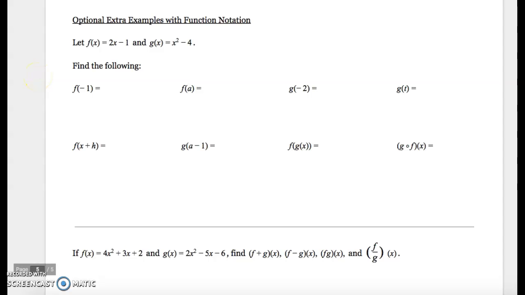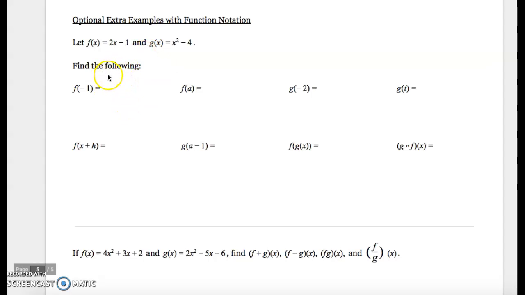Hey guys, I wanted to go through and just do some extra examples with function notation for those of you who wanted it. These are optional. You don't need to do these at all. So if you feel confident with the stuff that we've done so far, feel free to just stop this video and go work on whatever you have next, okay?